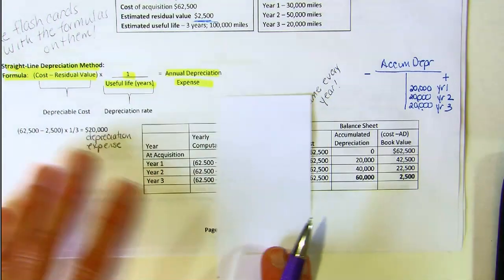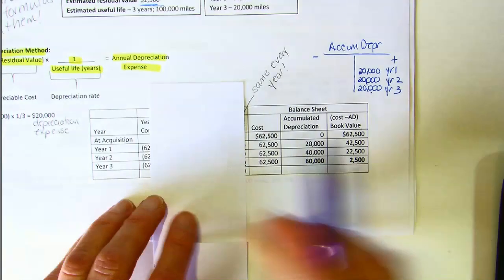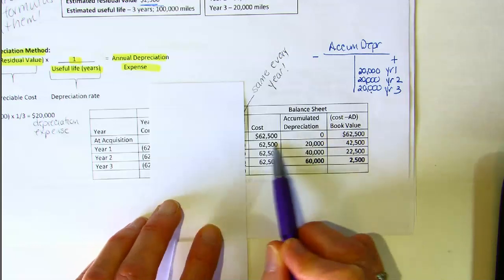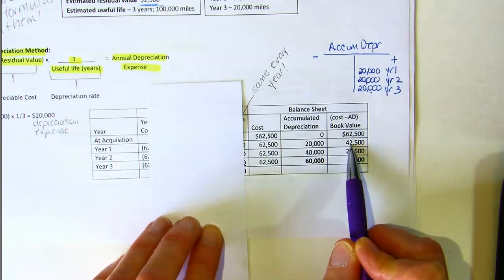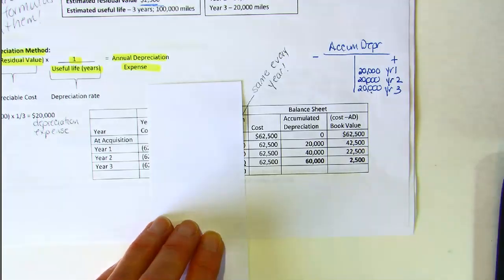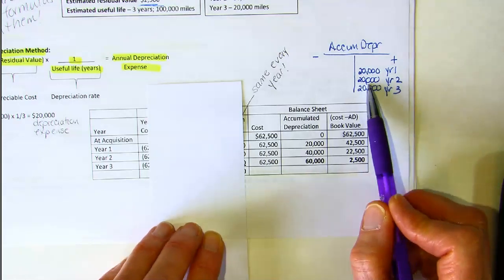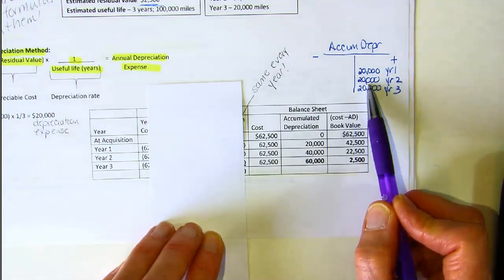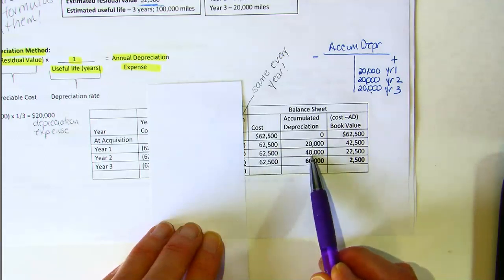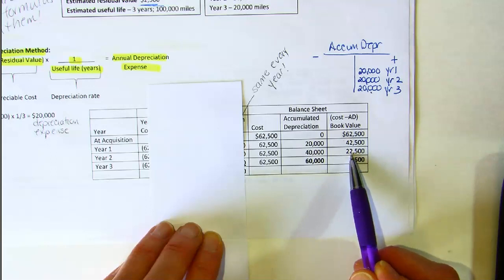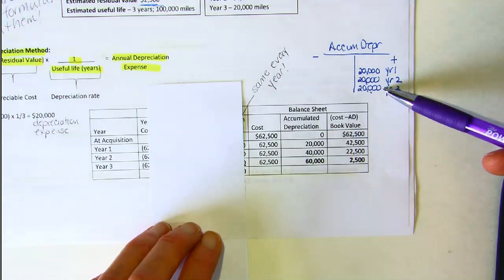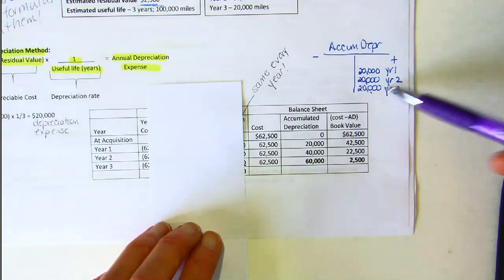On the balance sheet, after we do that journal entry the first year, we would have $20,000 in accumulated depreciation. So cost minus $20,000 is $42,500 as our book value or our carrying value. In year 2, after we do that journal entry again, we post another $20,000 to the accumulated depreciation account. So cost of $62,500 minus accumulated depreciation of $40,000 gives us $22,500.